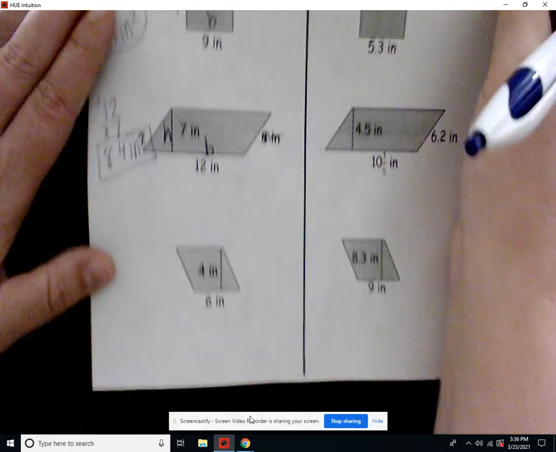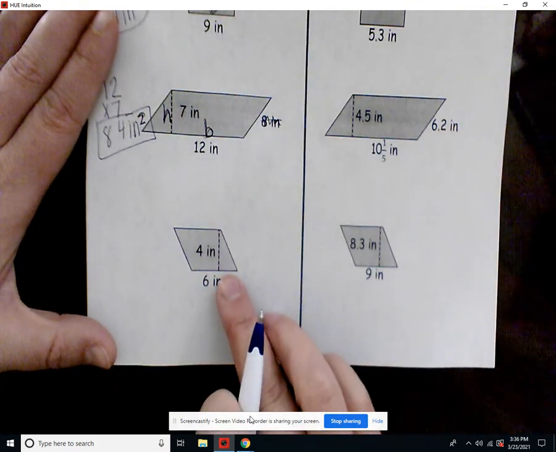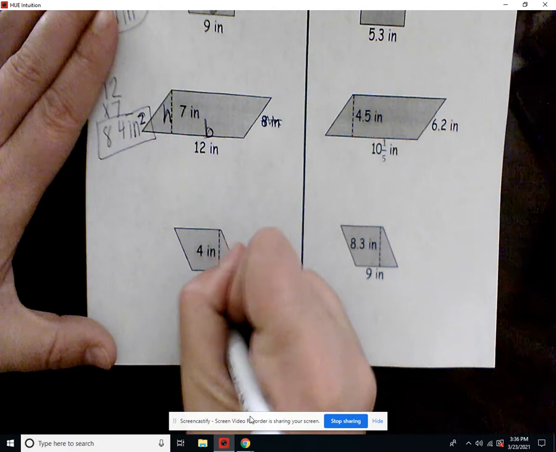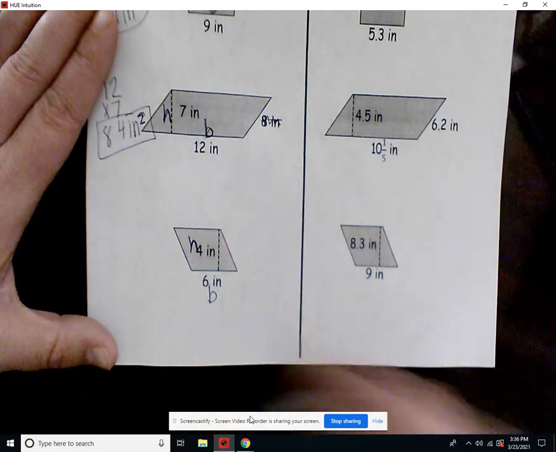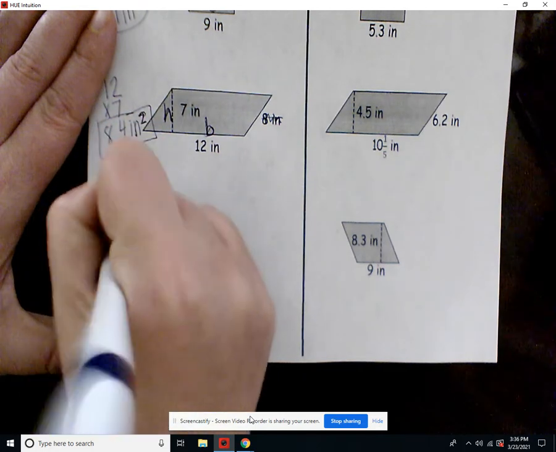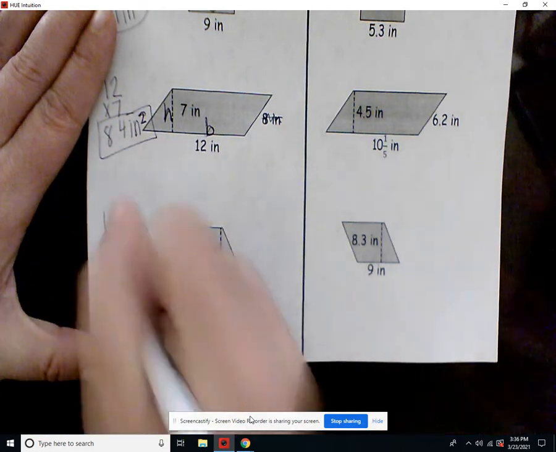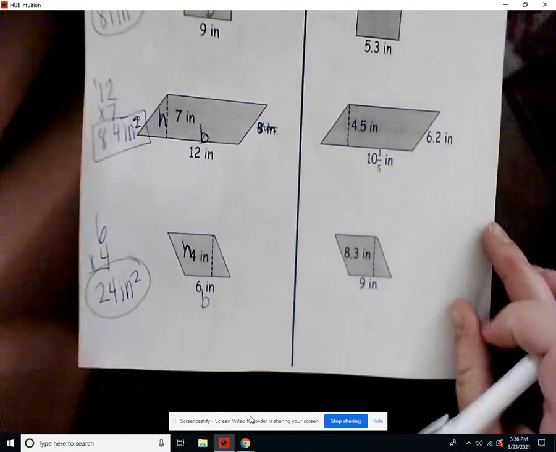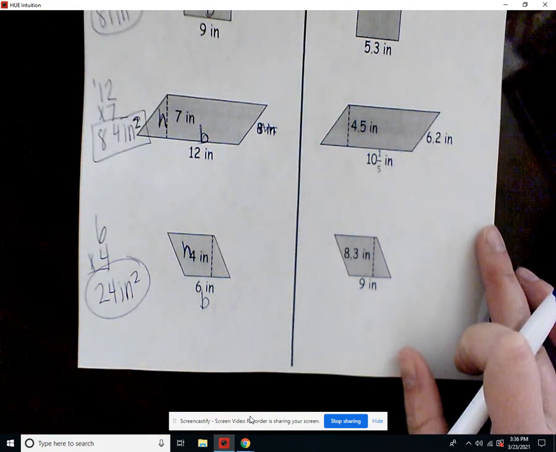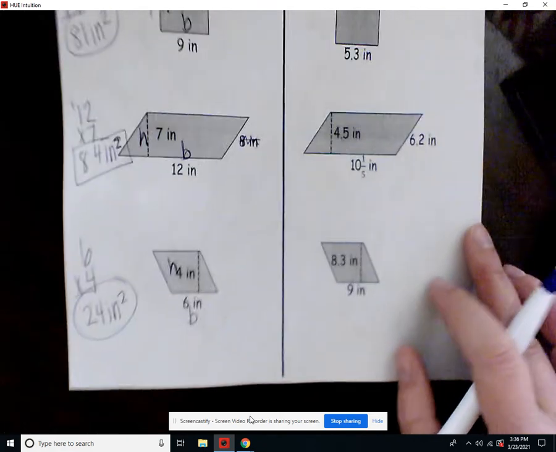All right, and then for this last side is our rhombus. So again, base is on the bottom, height on the side, next the little dotted line. Multiply 6 times 4, 24, put our units, and square it. All right, so this next side's a little bit more difficult because it has decimals and fractions.